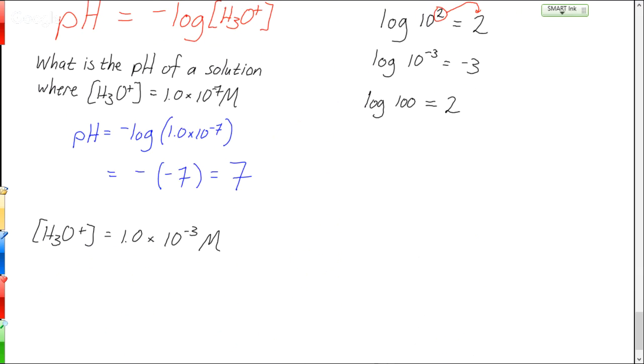If we evaluate the pH of that, remember we just take that exponent and flip the sign. So the exponent is minus 3, the pH is 3. So we end up with a number that is less than 7, but that corresponds to a higher hydronium concentration. All right, so just make sure that you're keeping that straight in your head, that the lower pH is actually the higher hydronium concentration, the greater concentration of hydronium.